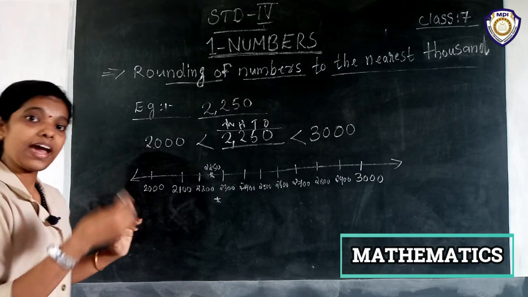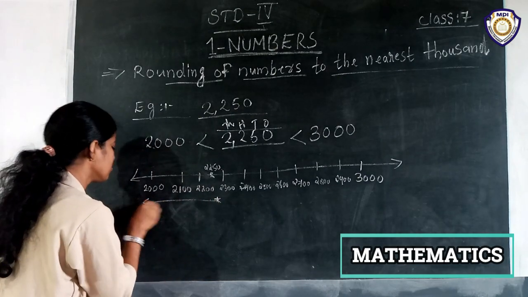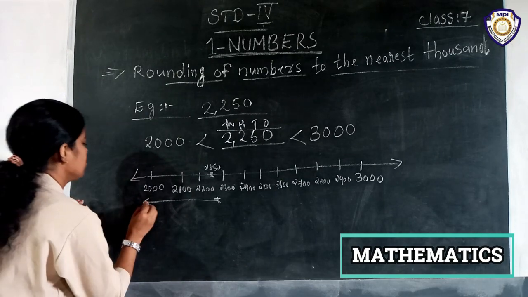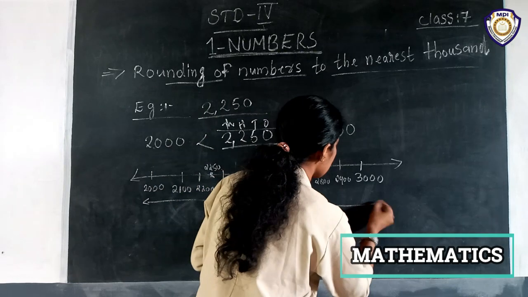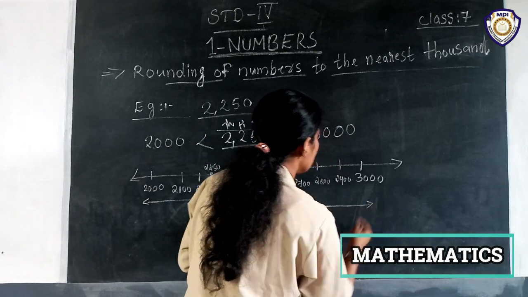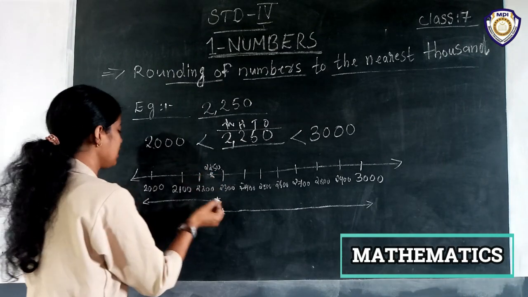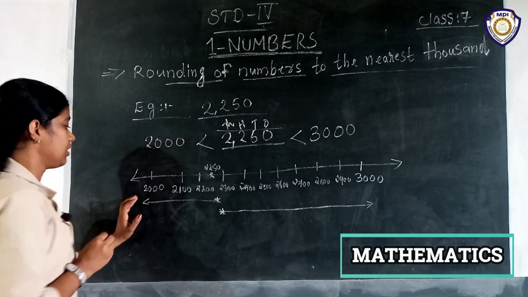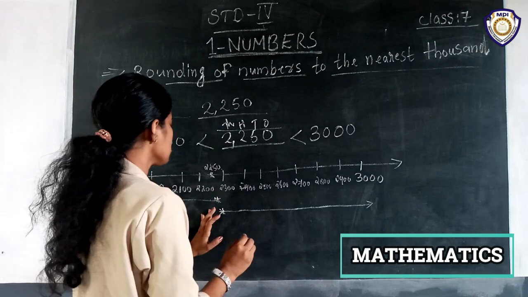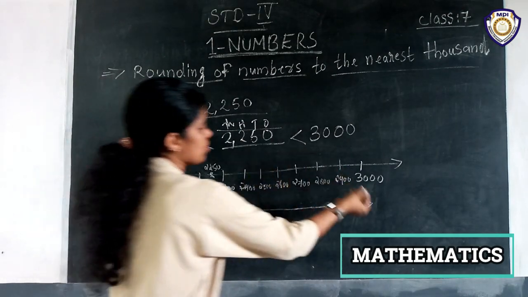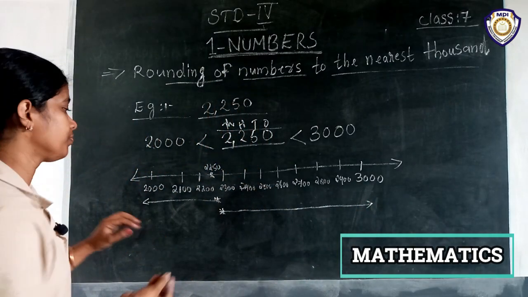Then we draw another line. 2250 to 2000, and 2250 to 3000. A line from 2250 to 2200, and 2250 to 3000.